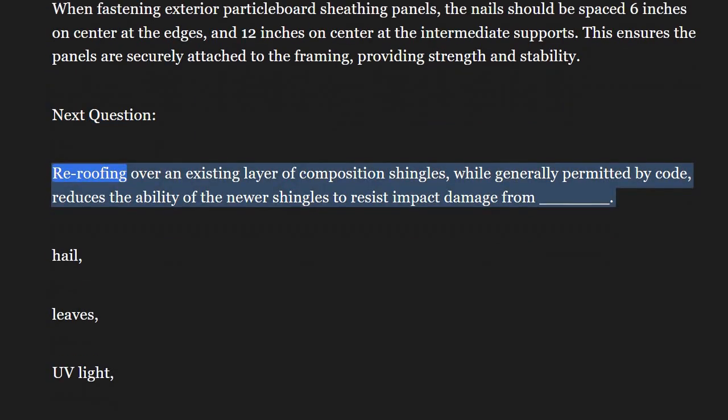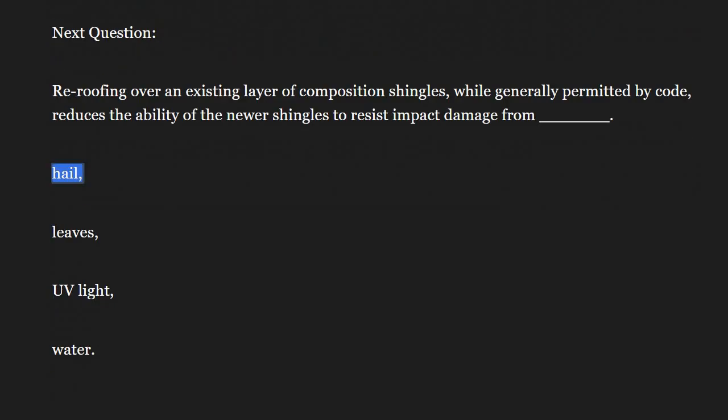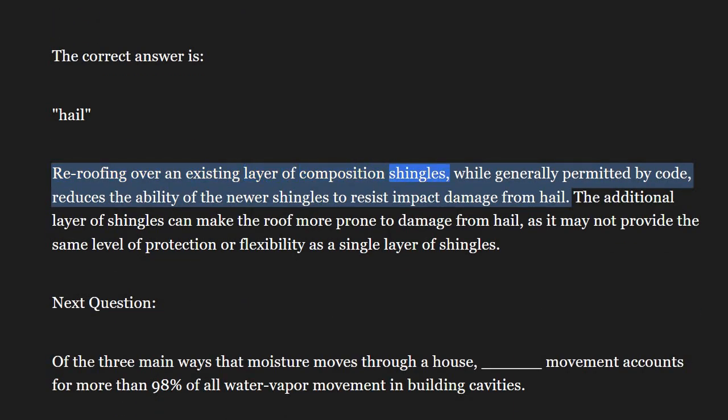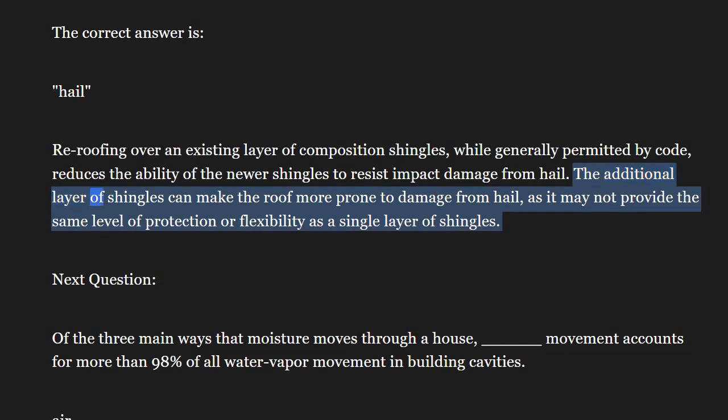Next question. Re-roofing over an existing layer of composition shingles, while generally permitted by code, reduces the ability of the newer shingles to resist impact damage from blank. Hail, leaves, UV light, water. The correct answer is hail. The additional layer of shingles can make the roof more prone to damage from hail, as it may not provide the same level of protection or flexibility as a single layer of shingles.